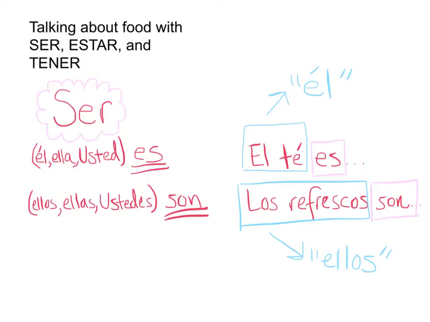So in this presentation, I'm going to be reviewing the use of ser, estar, and tener to talk about food. These three verbs are really useful in a lot of different contexts in Spanish and are especially useful when you are describing and talking about food.